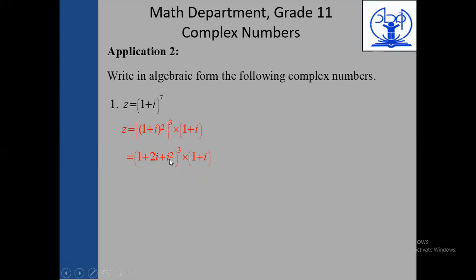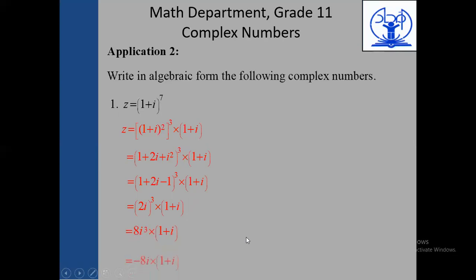It's a squared plus 2ab plus b squared. Simplifying this, it will be (2i) to the power 3 times (1 plus i). But what about (2i) to the power 3? 2 to the power 3 will be 8, but i to the power 3 will be minus i.